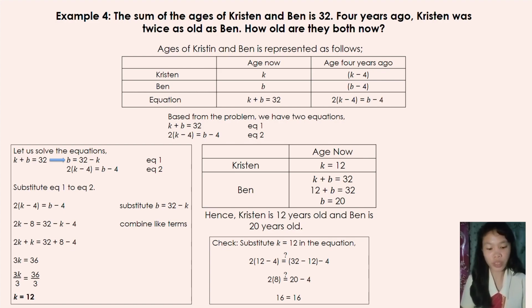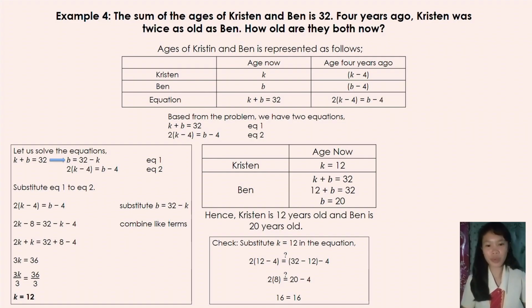Christine's age 4 years ago is represented by quantity K minus 4, and Ben's age 4 years ago is represented by quantity B minus 4. And the equation for their ages 4 years ago is represented by 2 times quantity K minus 4 equals B minus 4. So based from the problem, we have two equations. So equation number 1, K plus B is equals to 32, and equation number 2 is 2 times quantity K minus 4 equals B minus 4.